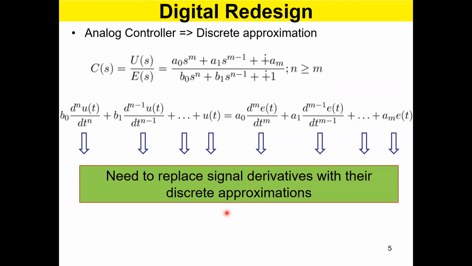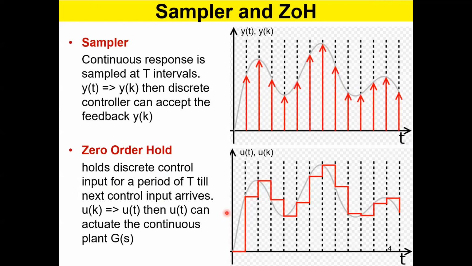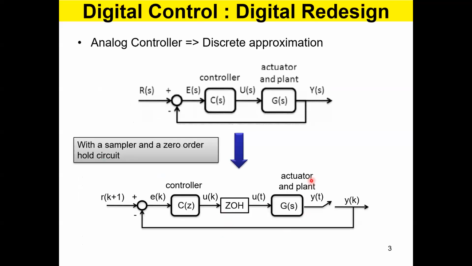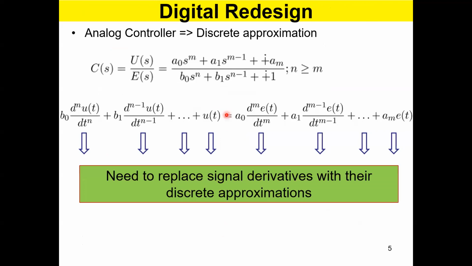Now let's look at the controller discretization. So as I said to you, you need to have the sampler, zero-order hold, and then you need to develop a discrete approximation to the controller, C(s), right? Which means you have to derive C(z) from C(s). So we are now at that stage of development. So let's see. This is our controller, C(s), continuous time, U(s) over E(s). This is a rational polynomial, right?